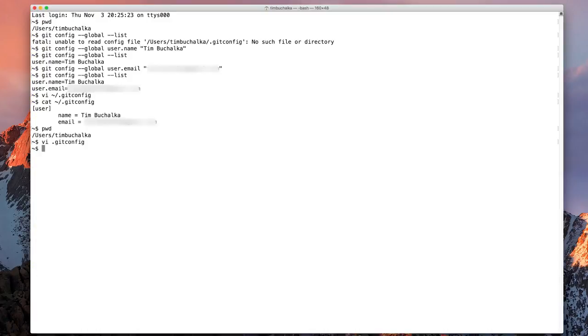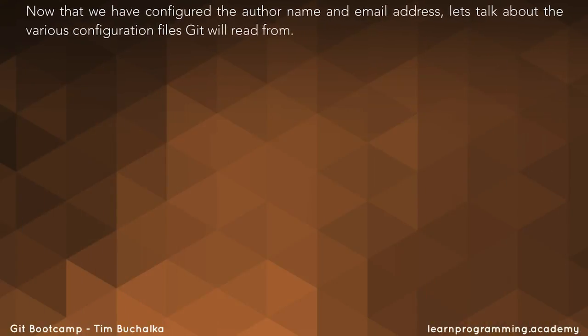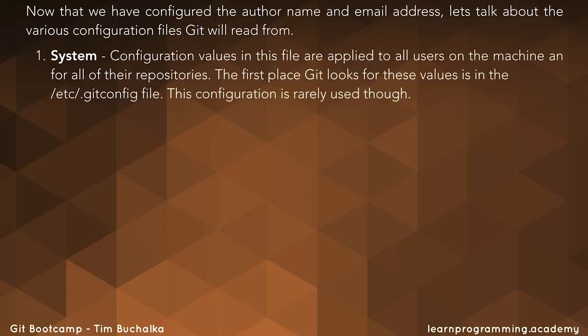Alright, so let's have a little bit of a discussion about the various types of configuration files that Git uses. The first configuration file is the system configuration file. So values placed in this file are applied to all users on the machine and for all of their repositories. Now the first place that Git looks for these values is in the etc/gitconfig file. Now this configuration file is rarely used though, and we haven't used it to date.